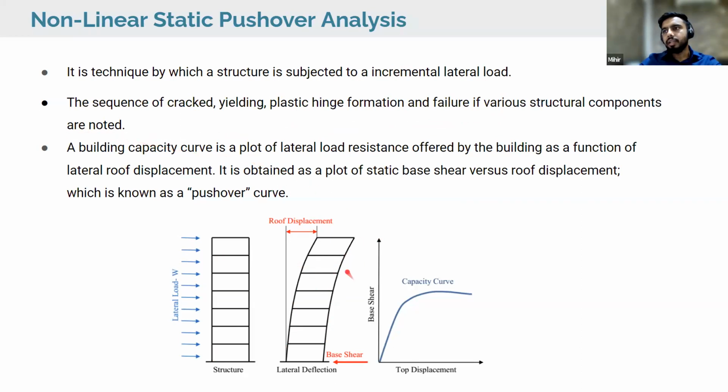And a building capacity curve is a plot of lateral load resistance offered by the building as a function of lateral roof displacement. It is obtained as a plot of static base shear versus the roof displacement, which is known as the pushover curve. To simplify, we are giving some monitored roof displacement, seeing how the structure goes through cracking, yielding, and plastic hinge formation. Based upon that, we see the base shear that is coming onto the structure. So we have the base shear and the displacement at the top location, which gives the capacity curve, also known as the pushover curve.